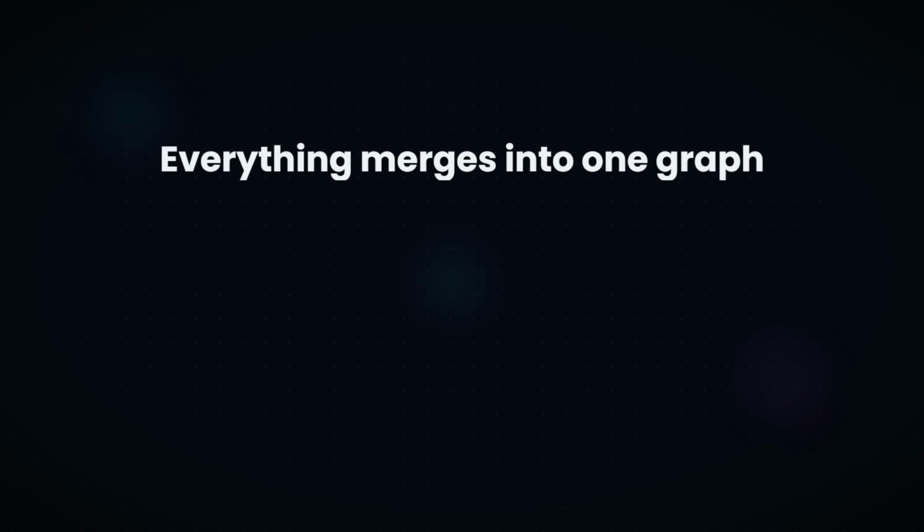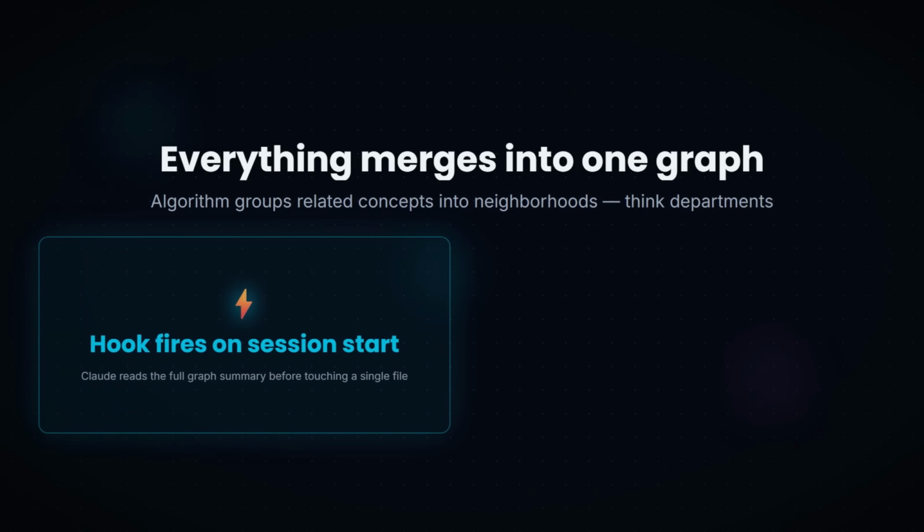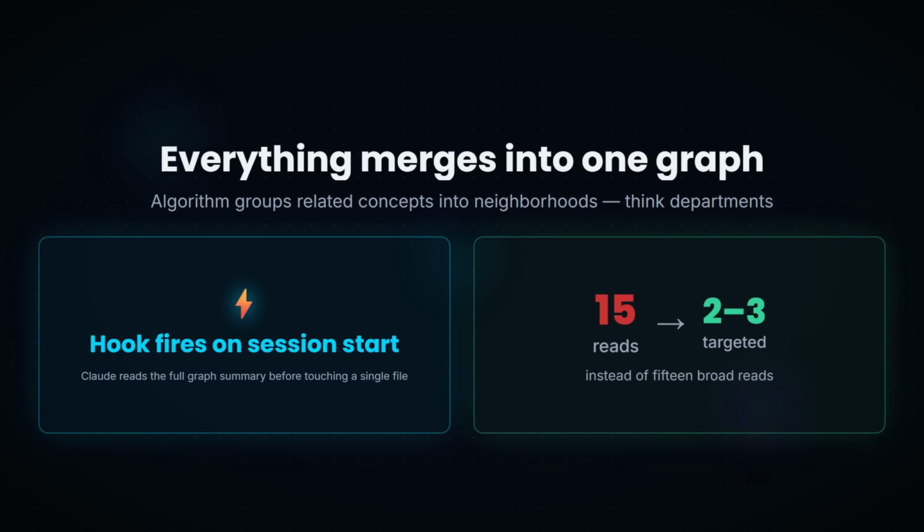Everything merges into one graph. An algorithm groups related concepts into neighborhoods. You can think of them as departments. Every time you open a new conversation or session, before Claude reads a single file, that hook fires and Claude reads a summary of the entire graph. Then it makes 2 or 3 targeted reads instead of 15. And that's where the savings come from.